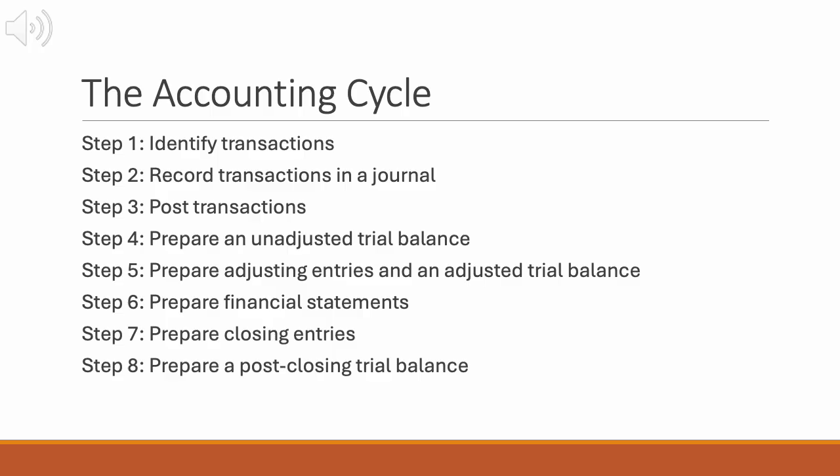Step 5. Prepare adjusting entries and an adjusted trial balance. Before we can make reports, we need to adjust. Some things aren't recorded yet, like unpaid salaries or rent that's been used up. Adjusting entries fix that. Then we prepare an adjusted trial balance to double-check accuracy.